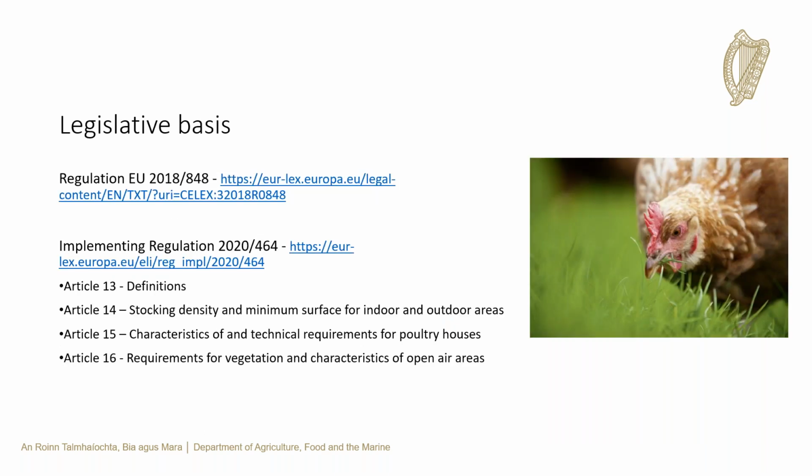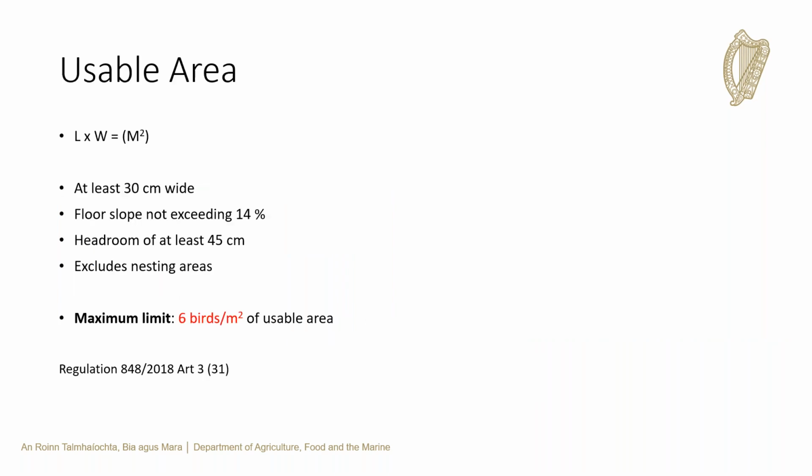So in terms of the new organic rules, the legislation here is mainly 2018/848 and the implementing regulation 2020/464. And if you look at articles 13 through to 16, that's where it specifically goes into the details regarding poultry. So those are the URLX links, which you'll be able to get afterwards.